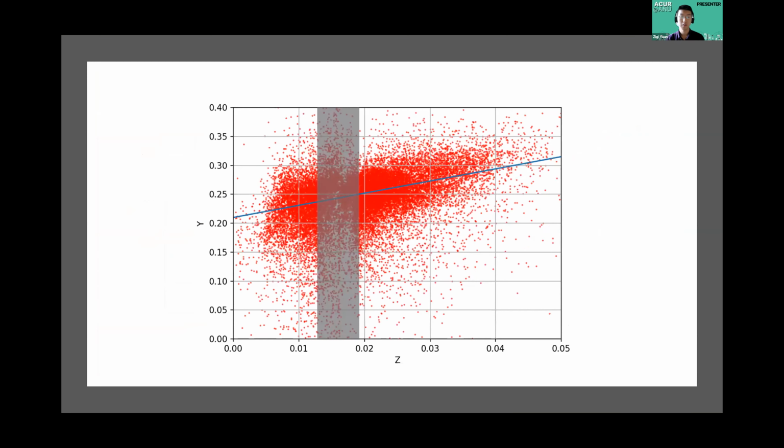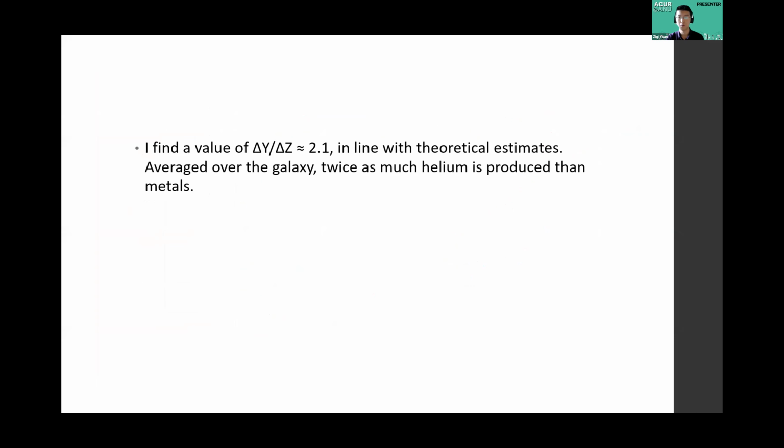But other than that, we do find a very generally well-behaved linear relationship, and that allows us to take the gradient and hence find the Δ helium over Δ metallicity ratio for our galaxy of about 2.1. And so what this means is that on average, processes in our galaxy produce helium at twice the rate of metals. And so that's the general study.